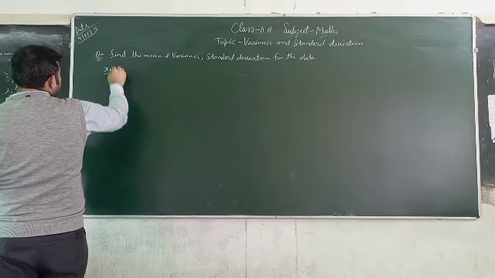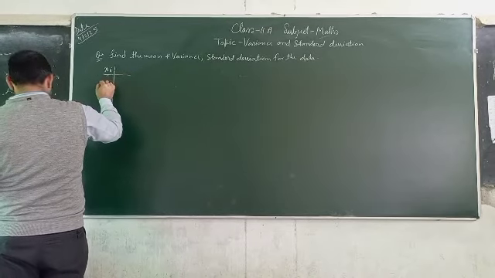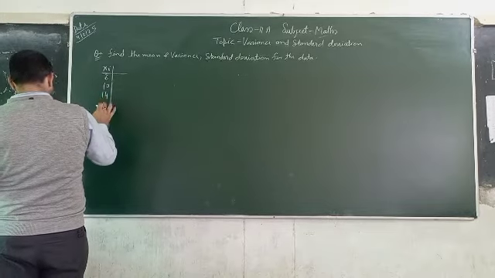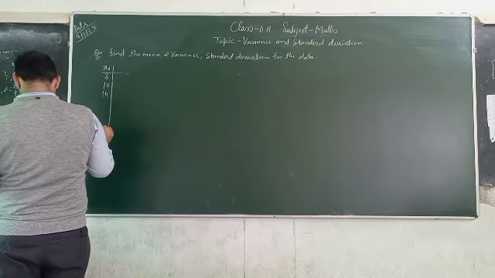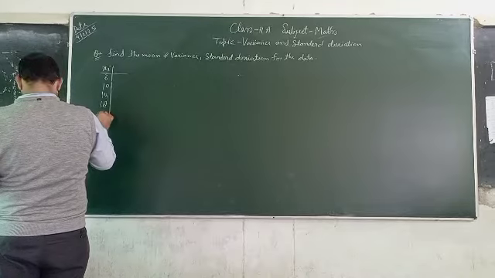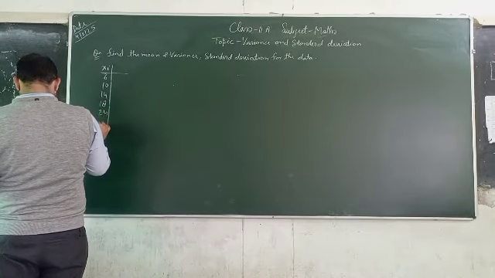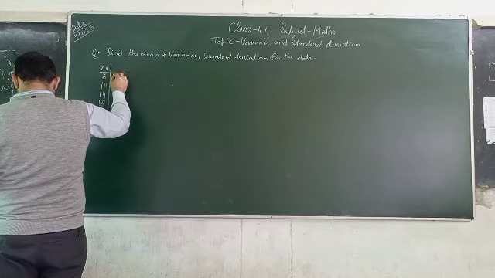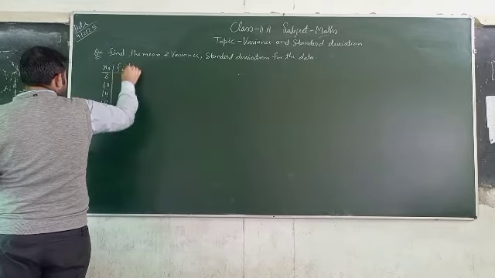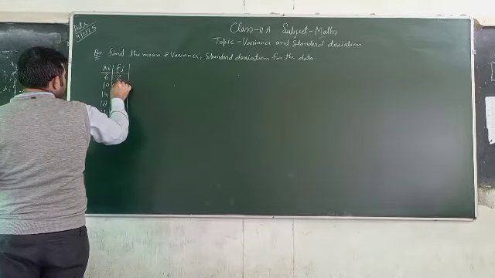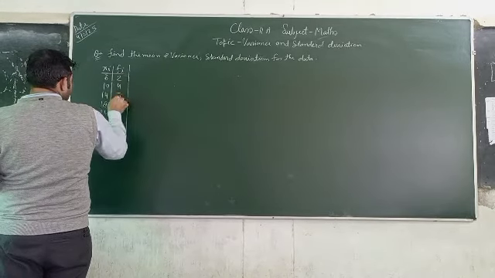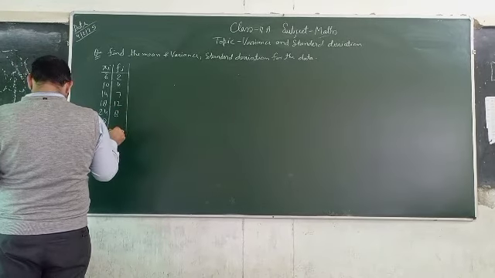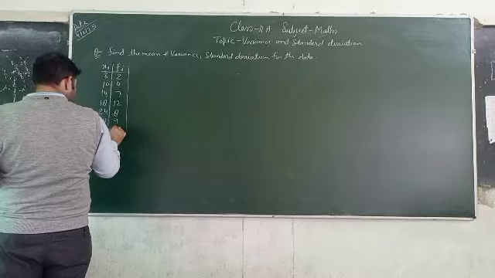This is the data. First of all we wrote xi, and we are writing 6, 10, 14, and this is 18, 24, 28 and this is 30, and their respective frequencies are 2, 4, 7, 12, 8, 4 and this is 3.